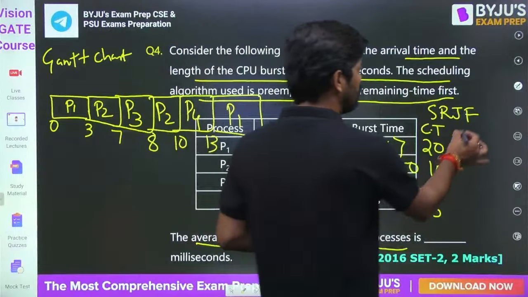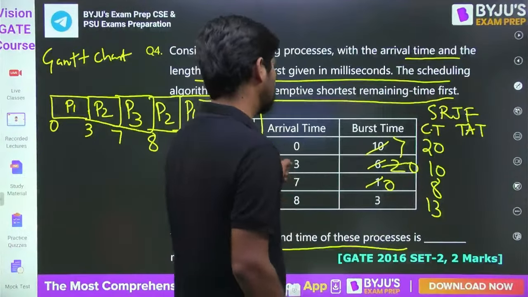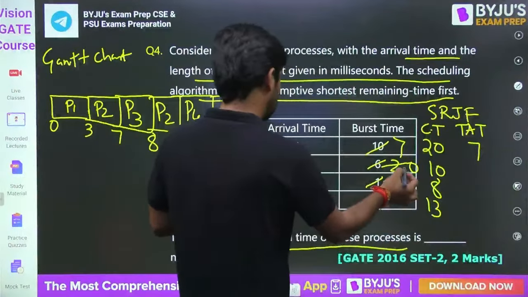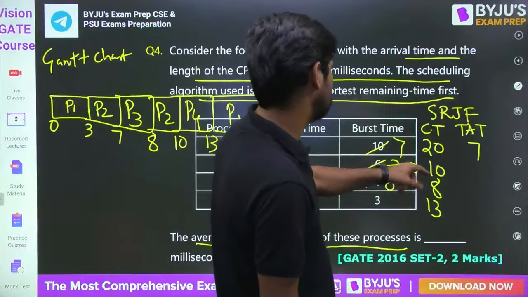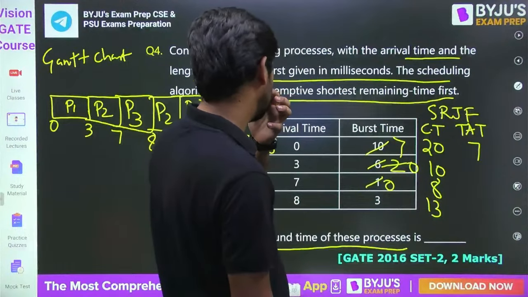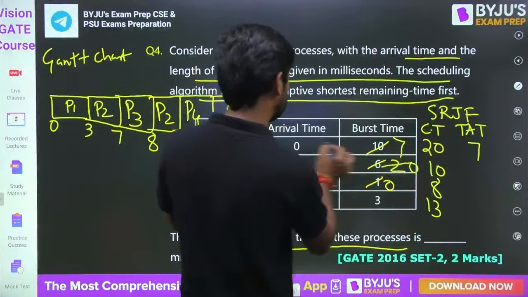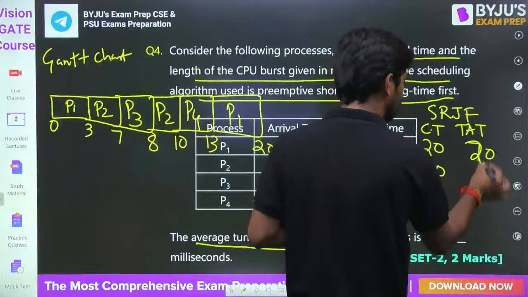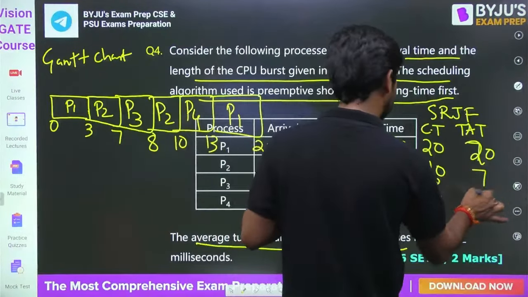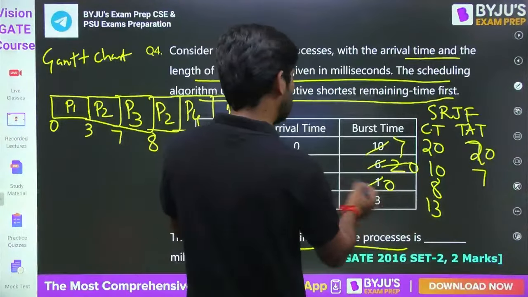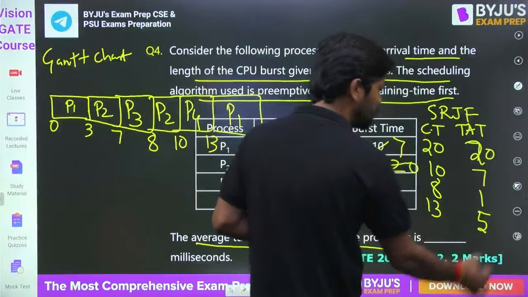Now turnaround time is completion time minus arrival time, so you can just do subtraction. For P1, 20 minus 0 is 20. For P2, 10 minus 3 is 7. For P3, 8 minus 7 is 1. For P4, 13 minus 8 is 5. This is the turnaround time.